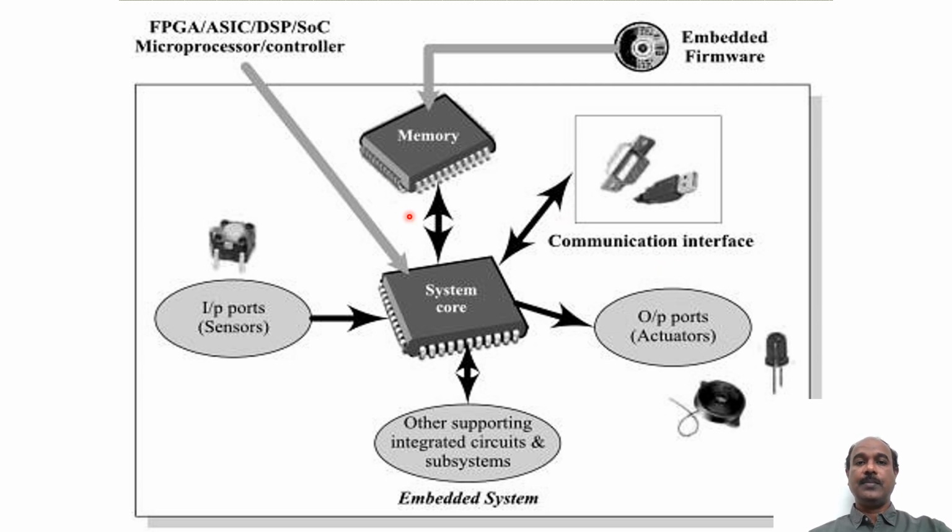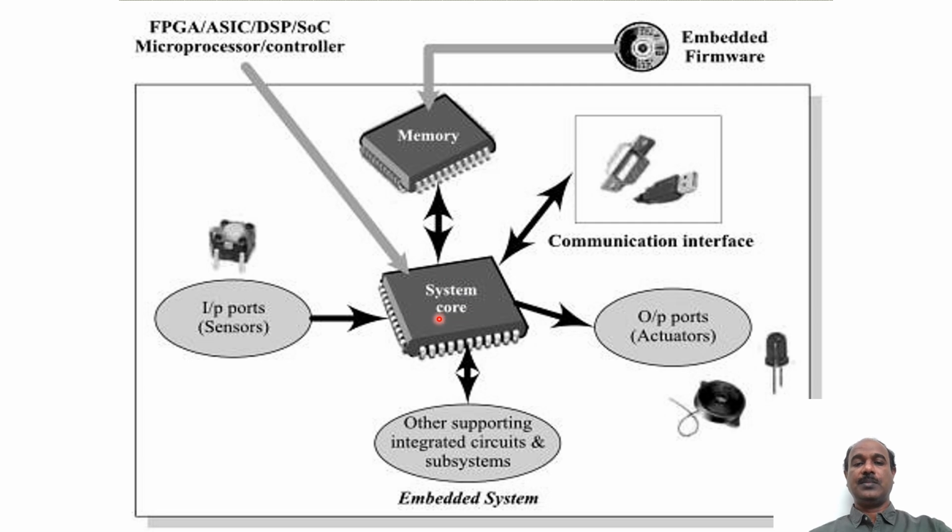As you can see here, an embedded system mainly consists of a system core. This is the main brain of the embedded system. This is a controller which is going to control the whole embedded system. So we need a system core or a controller. This is the main brain of your embedded system.